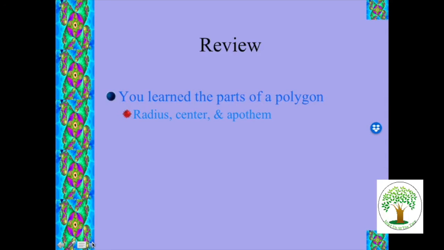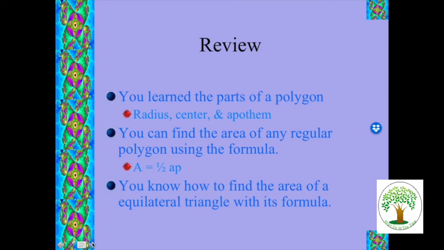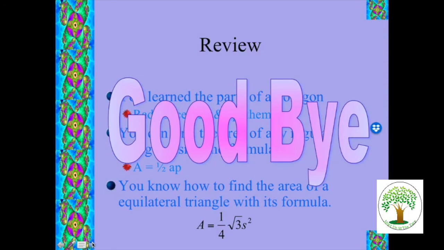All right, let's review what we've done. You learned the parts of a polygon. You learned that you had a radius, center, and now a new vocabulary word, an apothem. You can now find the area of a regular polygon using the new formula, 1/2 apothem times perimeter. You also can find the area of an equilateral triangle with its formula, 1/4 square root 3 s squared.